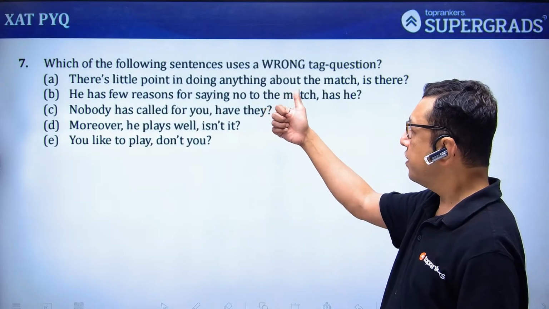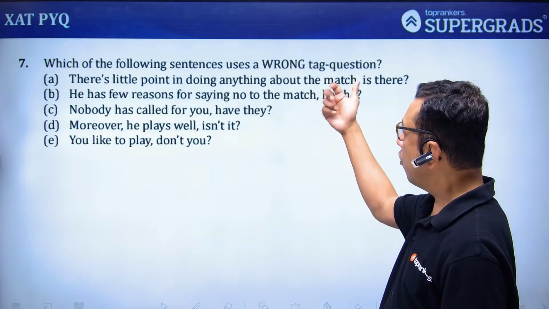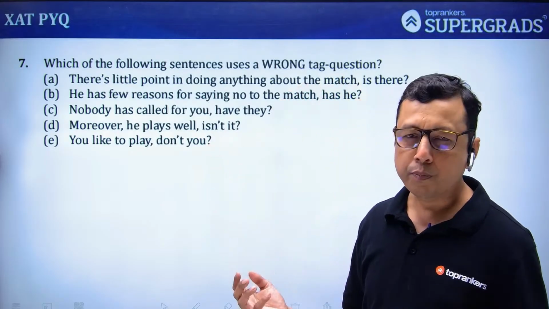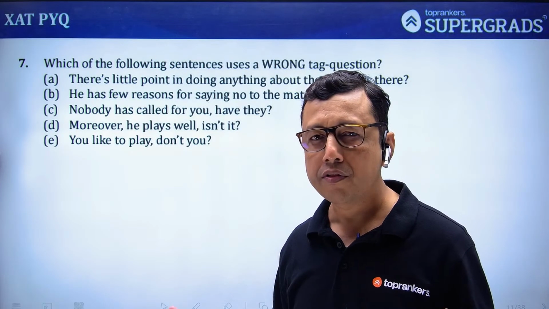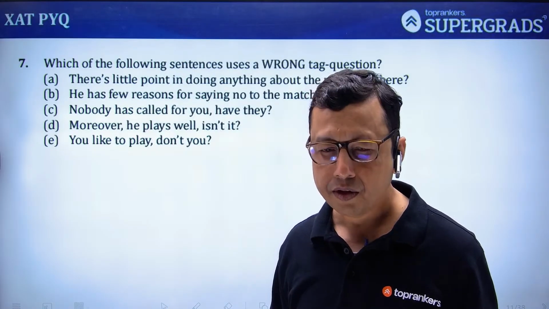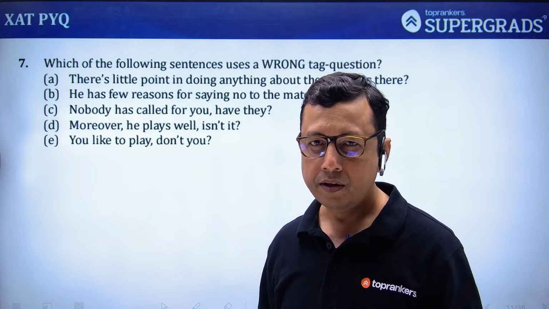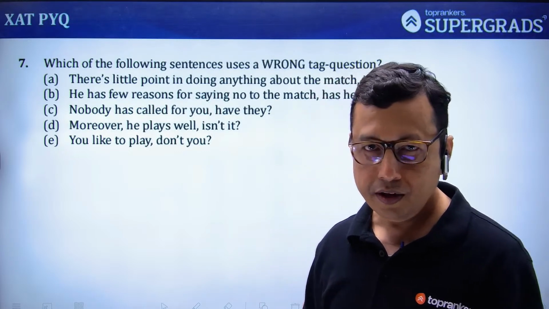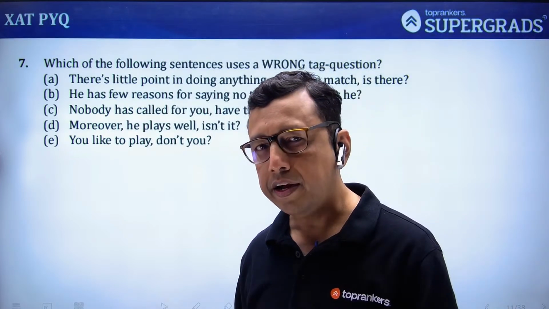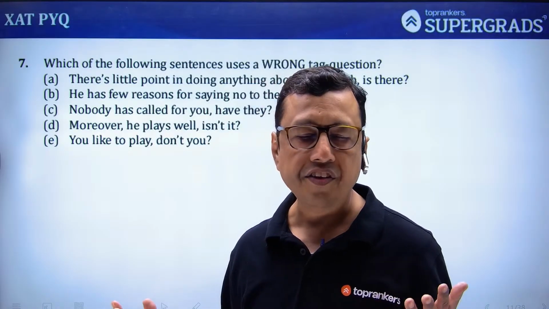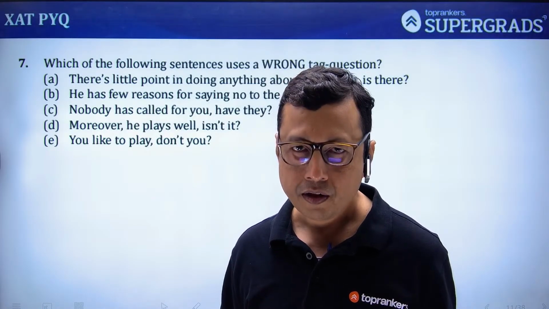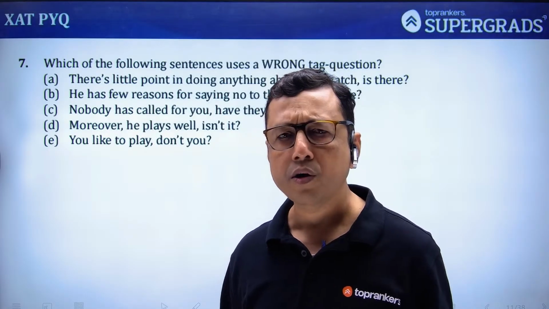Which of the following sentences uses a wrong tag question? So basically, it's based on the concept of question tag. Question tag में होता है, he runs fast, doesn't he? He is good, isn't he? So isn't he, doesn't he, etc. are the examples of question tags. So question tag का क्या basic फंडा होता है?